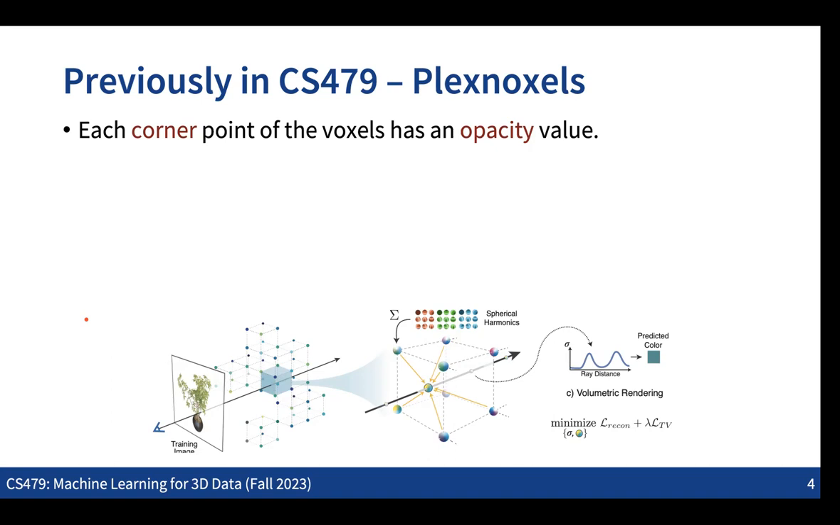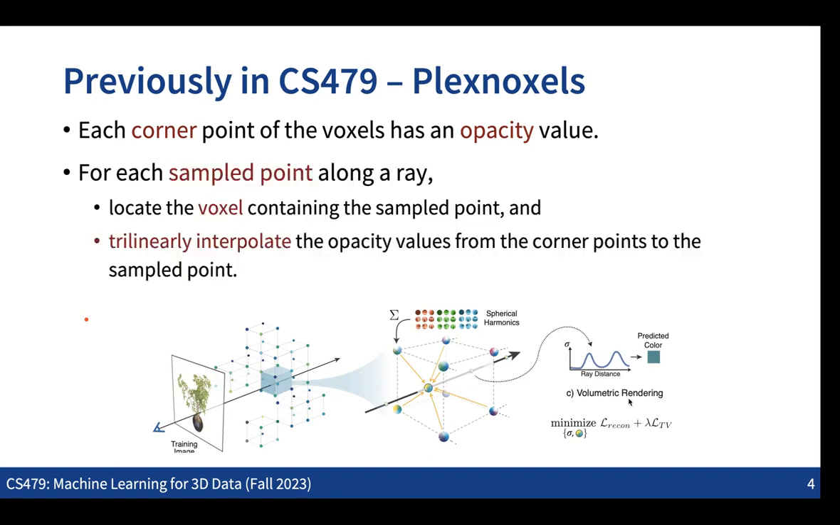The idea of Plenoxels was basically making a neural-net-free NeRF pipeline, where we encode everything in 3D voxels. It was a simple idea: we have a 3D grid, and for each of the corner points of the 3D grid, we encode the opacity values. For each of the samples along the ray, we interpolate the opacity values coming from all the corner points of this 3D grid.